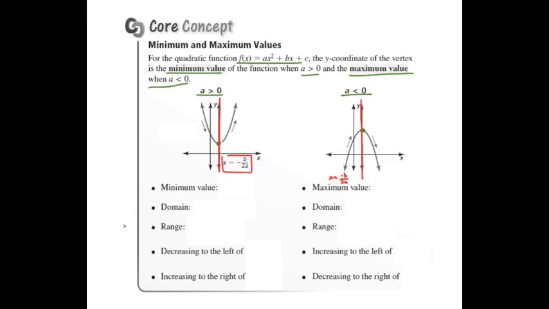Okay, and another thing, we're going to talk about when things are increasing or decreasing. The graph is considered decreasing when it has a negative slope, and it's increasing when it has a positive slope. Okay, same thing over here. So this half of the graph has a positive slope. So over here, when a is less than 0, the left side is increasing, and over here is decreasing.